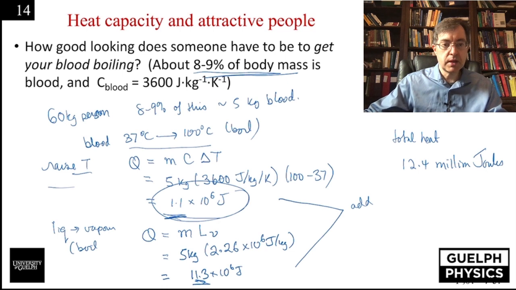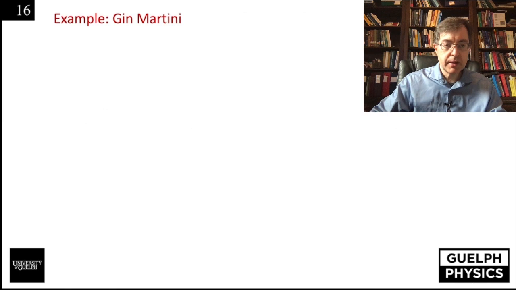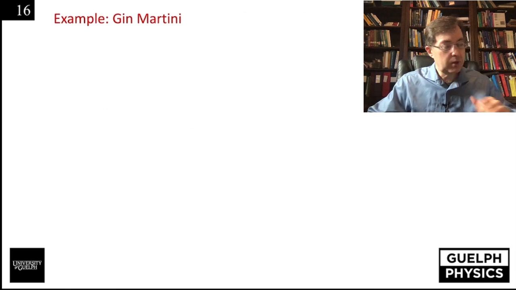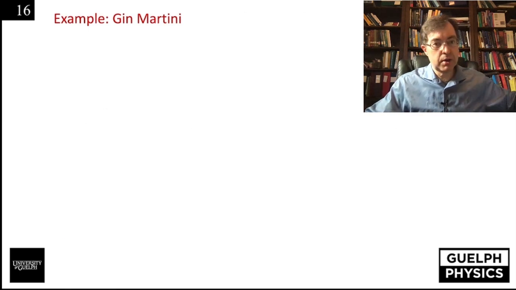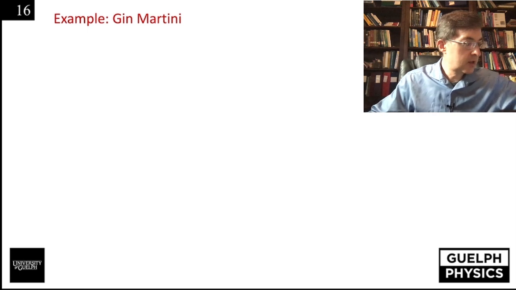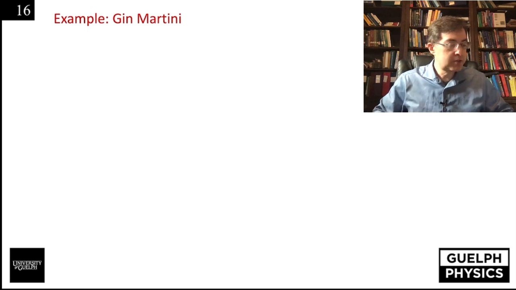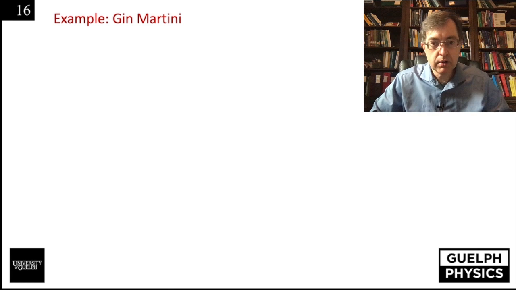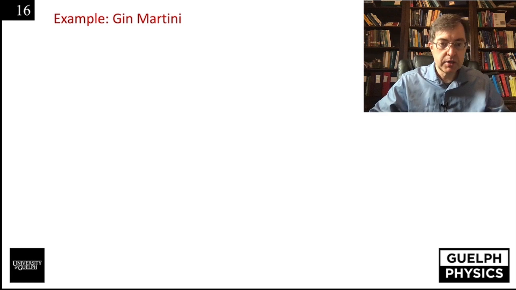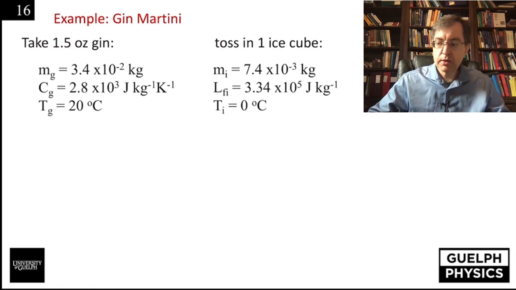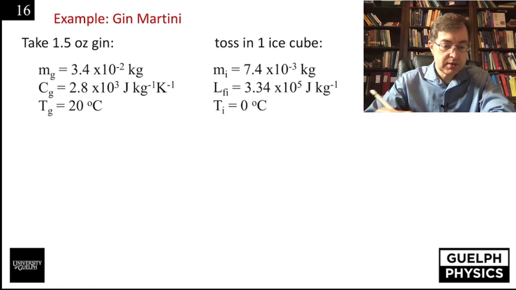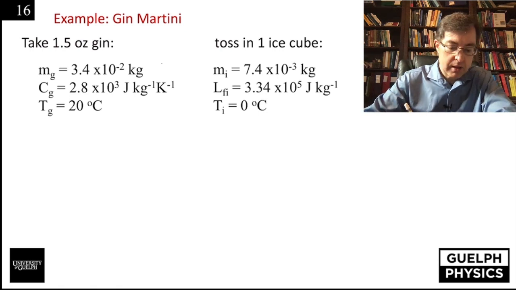Okay, let's do a slightly less silly example. We'll look at how to make a gin martini, and this might be good if you ever become a bartender, and you may sometime in your undergraduate career. You want to make a gin martini, so you take a shot of gin. Okay, a shot is 1.5 ounces, or about 34 grams of gin.